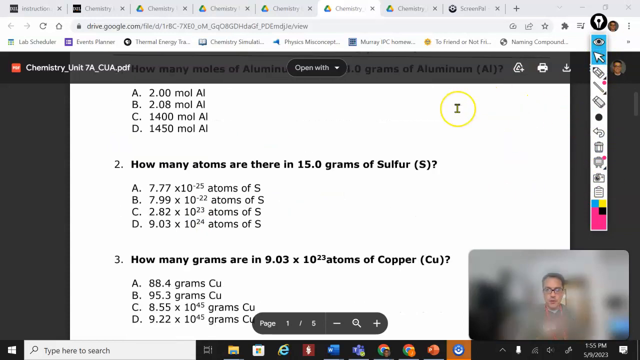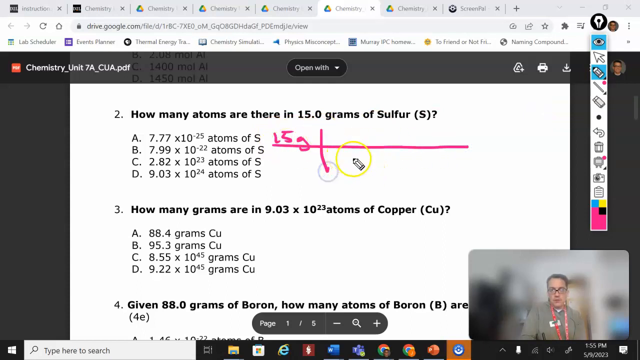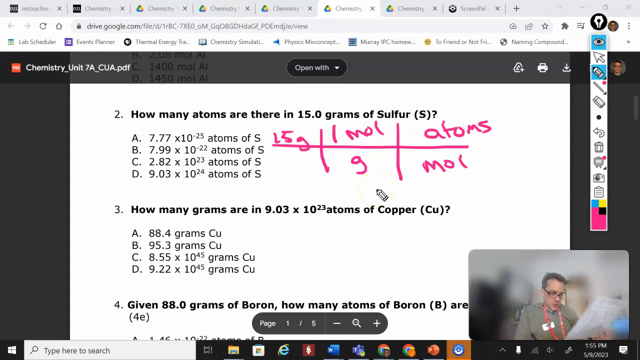Number two, asking how many atoms are there in a certain number of grams. So as before, let's start with 15 grams. I want to change out the grams, and I need to turn those into moles. And then I'm going to divide out the moles and turn those into atoms. So grams and moles, again, that's going to be in our periodic table. 1 mole is, let's go check on sulfur, 32.07.